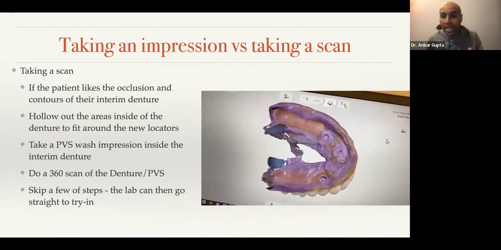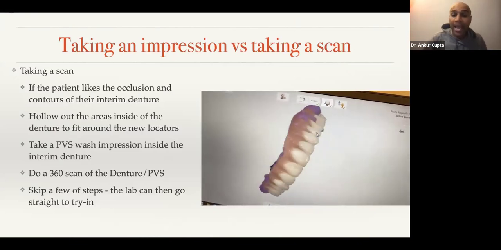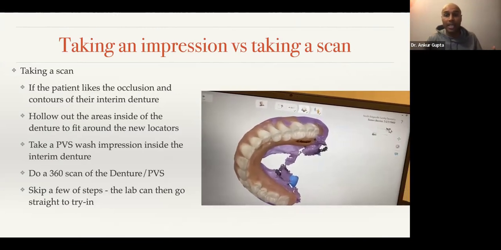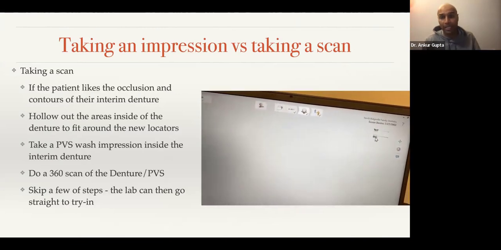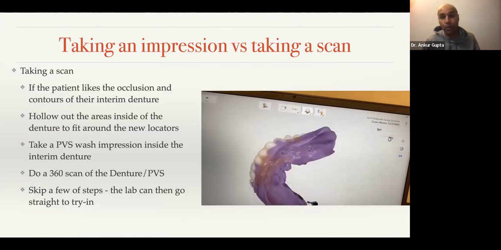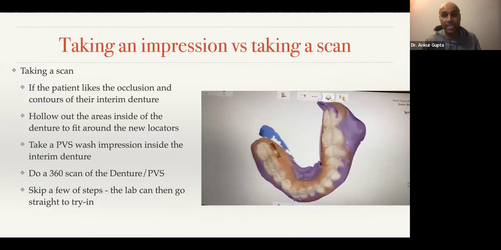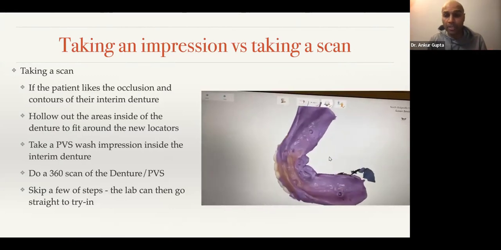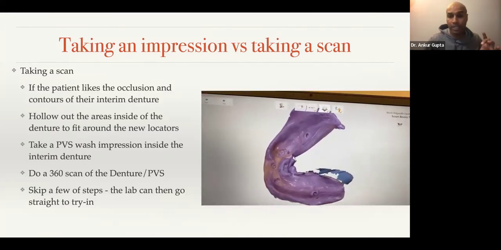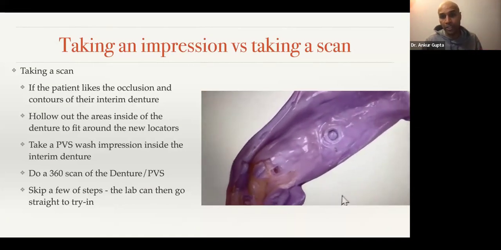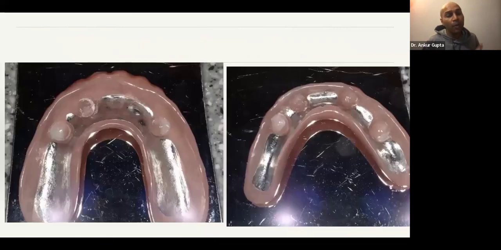Now I can actually ask my lab to go straight to the try-in. And in some cases where patients are really impatient, I've actually asked the lab to go straight to the fabrication of their permanent denture, which is really awesome. That's a lot of steps that we were able to save. And the contours of the teeth, the aesthetics, the occlusal vertical dimension are identical to the interim denture, which they were already happy with. The one thing that I'm going to tell you, though, is that it's too much of a pain in the butt.